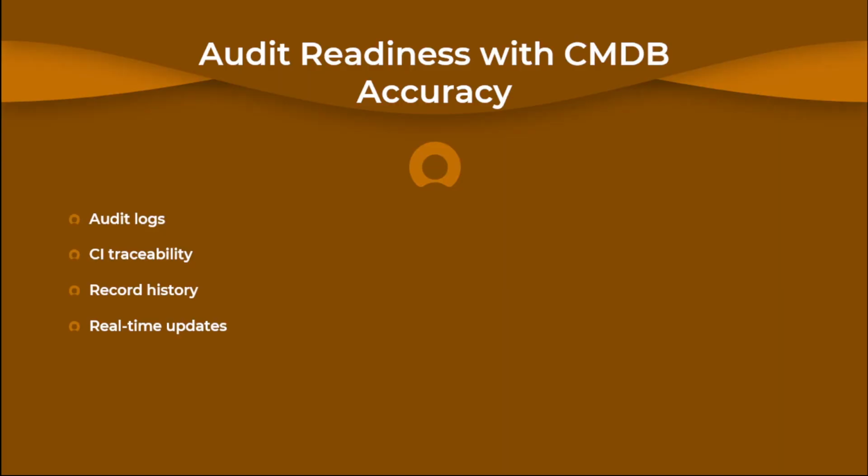Audit readiness with CMDB accuracy. Regulatory and internal audits rely on traceability and data accuracy. Audit logs within ServiceNow show a full record of CI changes, who changed what and when. CI traceability means you can prove a device or system lineage and compliance at any point in time.